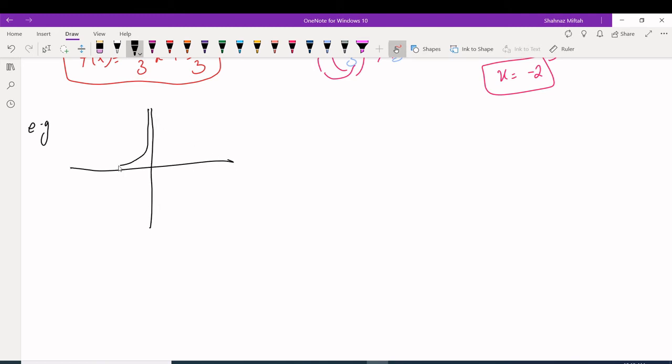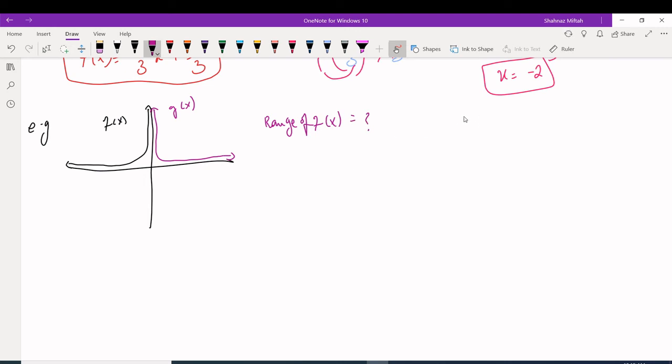This goes like that all the way. That's my f of x function, like the original. This is my g of x function, which is inverse. Now the question is asking, what is the range of the original? What is the range of f of x? Find the range of f of x.